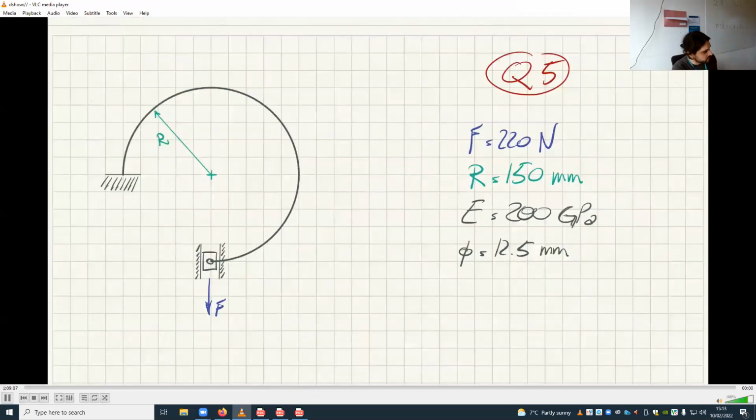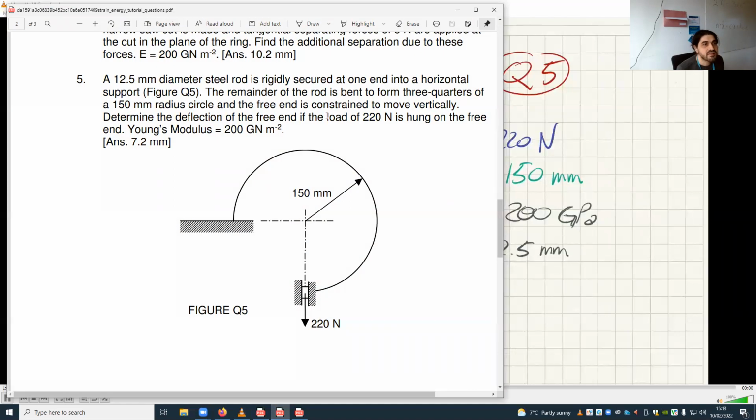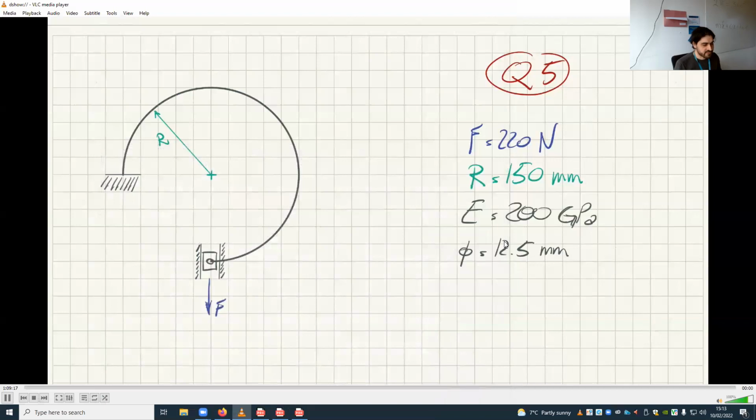So now what do we want to find? The deflection of the free end. So we want to find delta, and this delta is the vertical delta. In this case, we don't need anything other than Castigliano's theorem. That's very easy. What if I wanted to find the reaction force? Let's call this R.